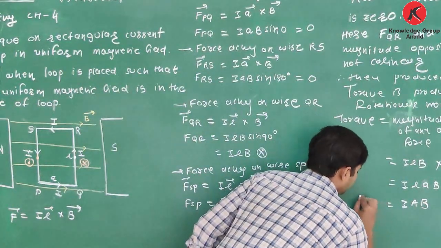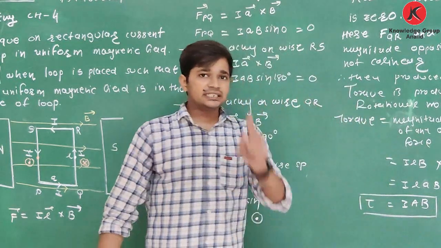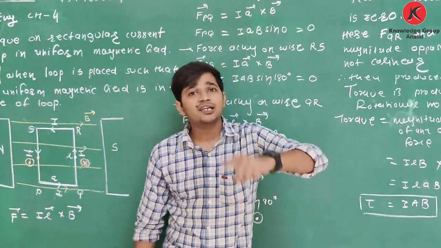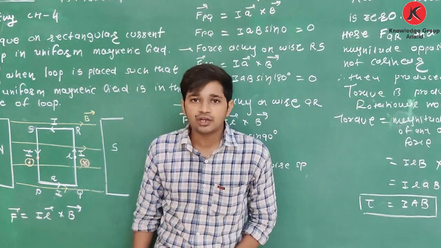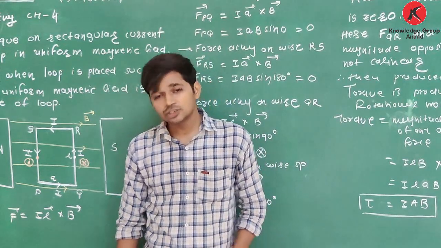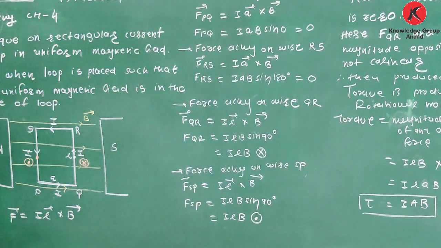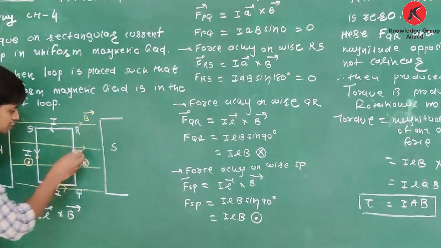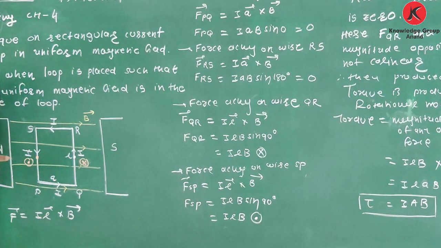Tau is equal to IAB, where I is the current flowing in the rectangular loop, A is the area of the rectangular loop, and B is the magnetic field. Now what about the area vector? Students, you know the area vector is always perpendicular outside. This loop is like this, so its area vector is perpendicular outside. So in this case, the area vector is perpendicular to the magnetic field. Yes or no? The magnetic field is in this direction and the area vector is perpendicular outside. So A and B are perpendicular to each other.